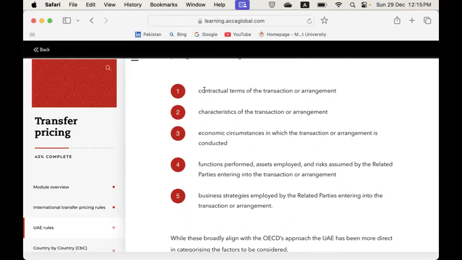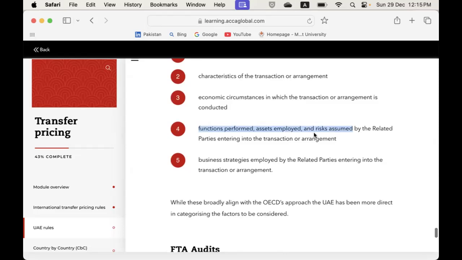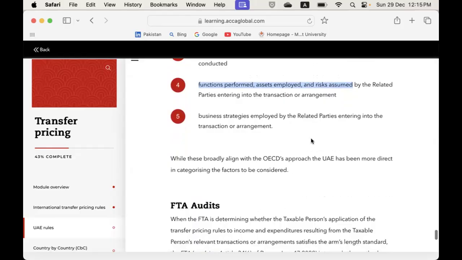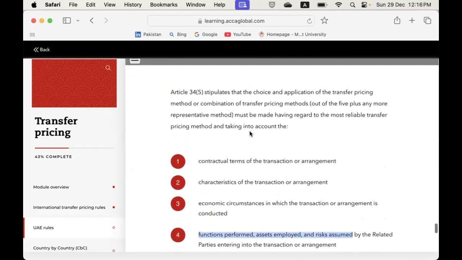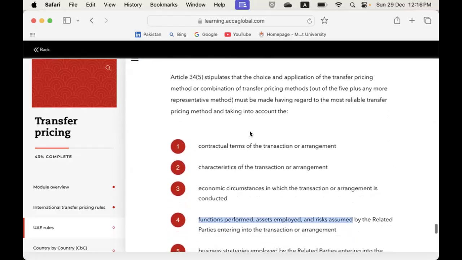So that's the spirit, this is the letter and spirit. Economic circumstances in which the transaction or arrangement is conducted. So functions performed, assets employed, risks. Can you guys recall what is that? Assumed by the related parties. The FAR analysis. Okay, by the related parties entering into the transaction or arrangement. Business strategies employed by the related parties entering into the transaction or arrangement. These are the relevant factors to consider when you are performing a detailed transfer pricing analysis.